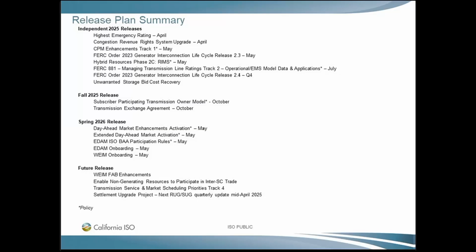Our next release for the FERC Order 2023 Generator Interconnection Lifecycle, Release 2.3, is planned for May. We also have the Hybrid Resources Phase 2C RIM scope for the shapefiles specifically, and other RIM scope planned for May. FERC 881 is planned for implementation of Track 2 in July, and most notably, that's the availability of the WebLine R interfaces. And then we have another release for FERC Order 2023 in Q4 of this year.